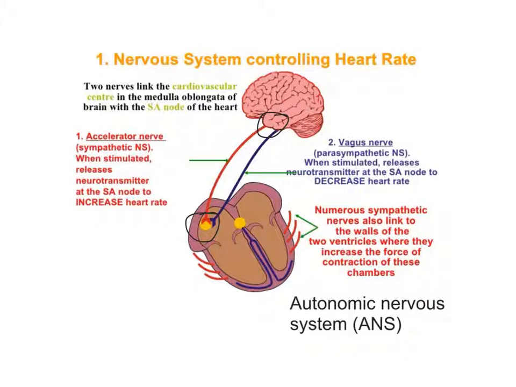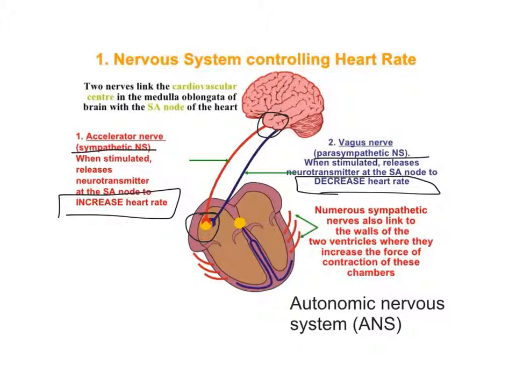In the autonomic nervous system, there is the sympathetic nervous system and the parasympathetic nervous system. And we need to have two of these nervous systems because they do two different jobs. The sympathetic nervous system, when stimulated, releases a neurotransmitter at the SA node to increase the heart rate. The parasympathetic nervous system, when stimulated, releases a neurotransmitter at the SA node to decrease the heart rate. So they have two distinct jobs.